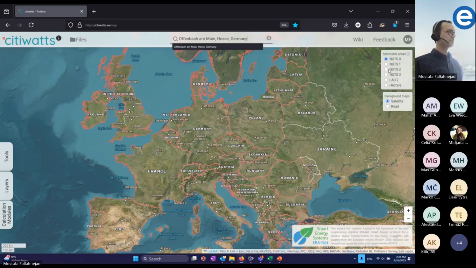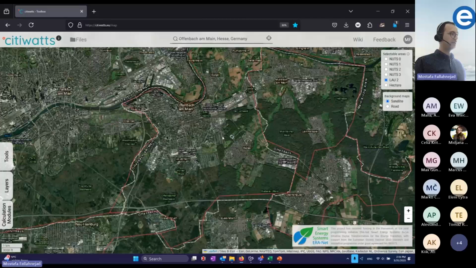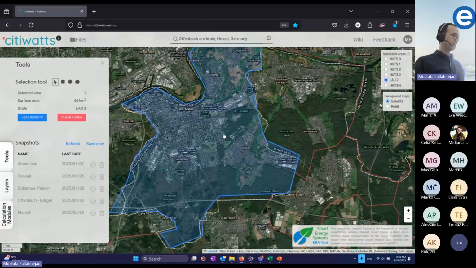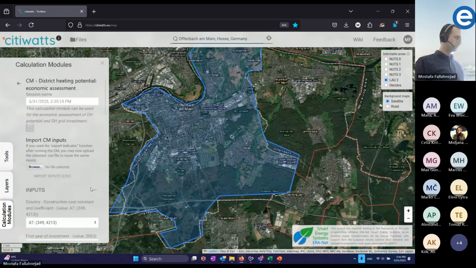All right, I grab the cloud tool level and select. And as soon as I select, I see that I have values for Offenbach. So let's go to the calculation module. It's the second calculation module under district heating and cooling.